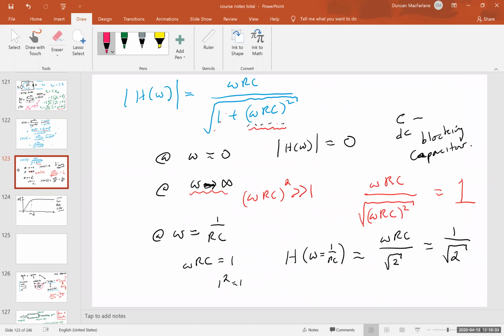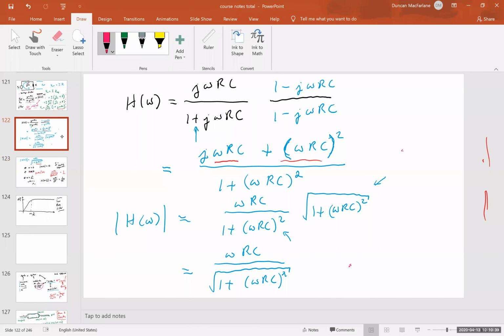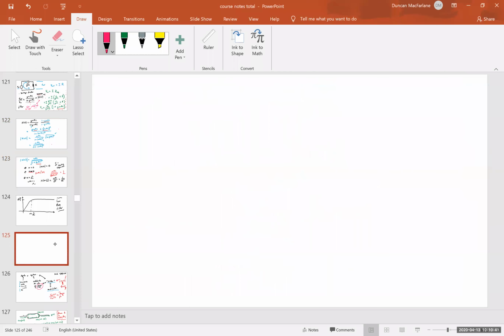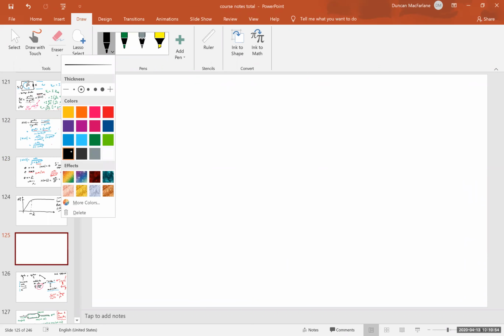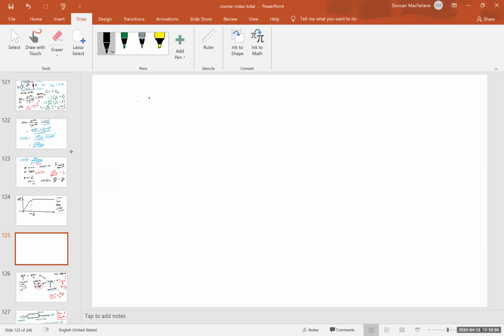Now, did we calculate the phase response? Maybe we haven't yet. Okay, that's the next thing to do then. That's where I left off. I knew there was something I'd forgotten to do. So the phase response, I'll go back to a serious color.